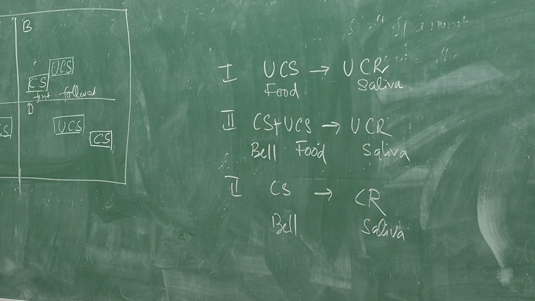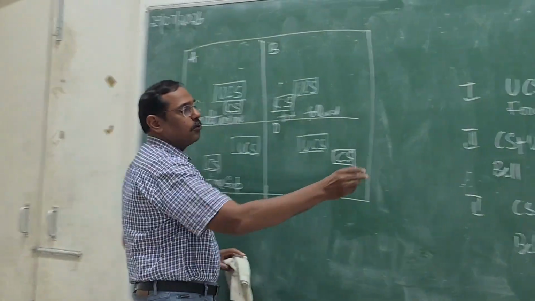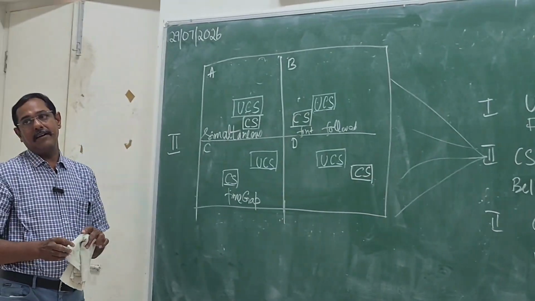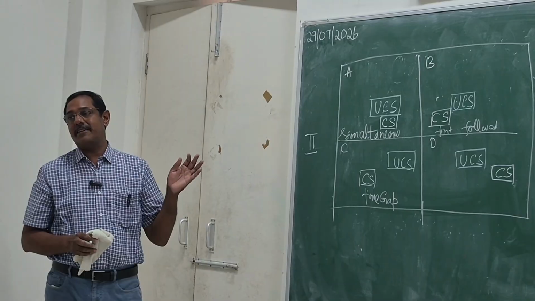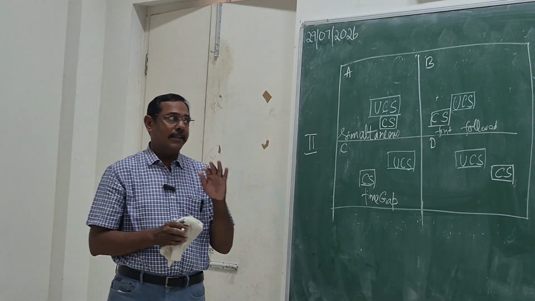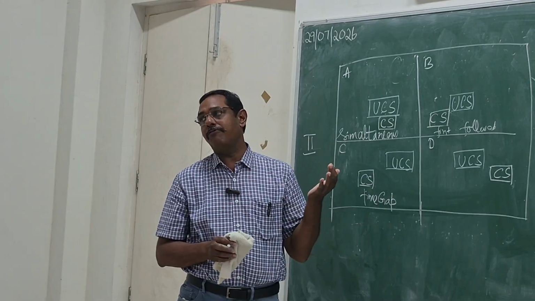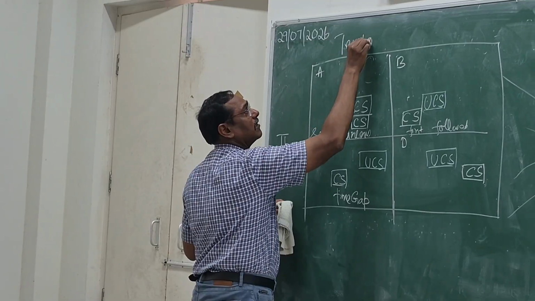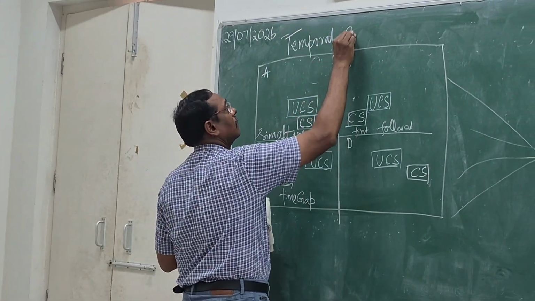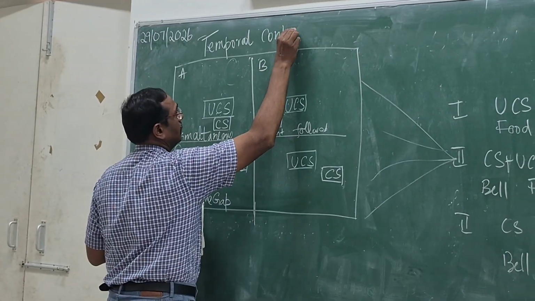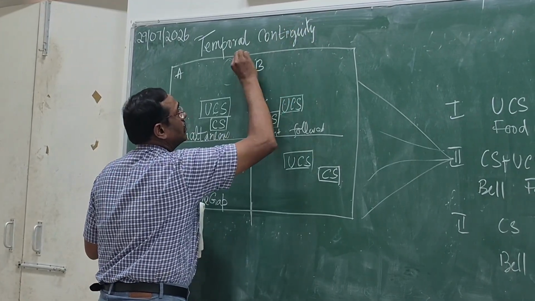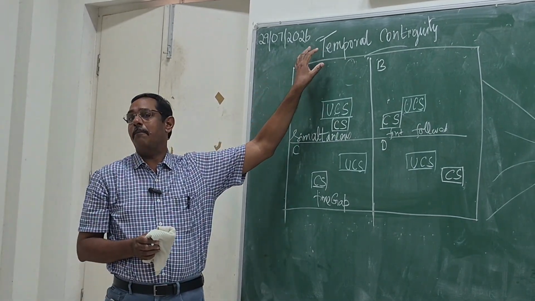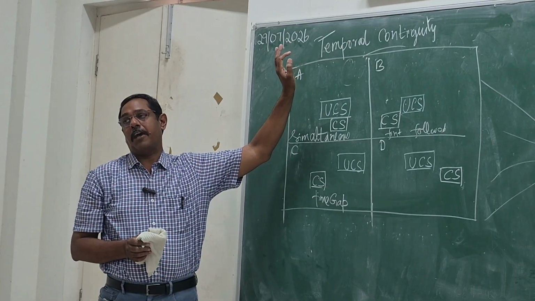Here the second step alone is modified into 4 different types. The occurrence of CS and the occurrence of US, in the name of time, we have 4 different varieties. Therefore, this is called temporal contiguity. Don't worry about the name temporal. This is only time. That's all.